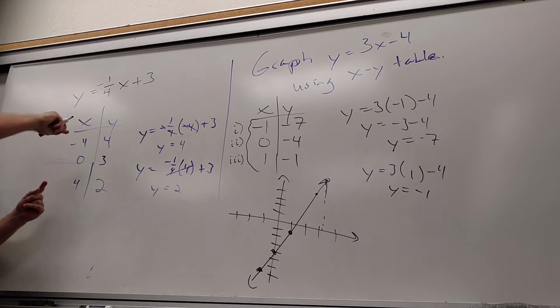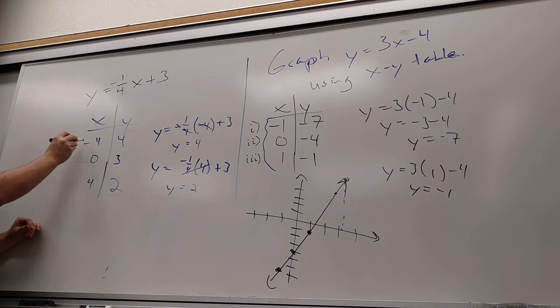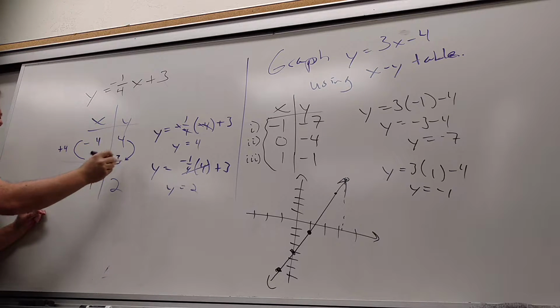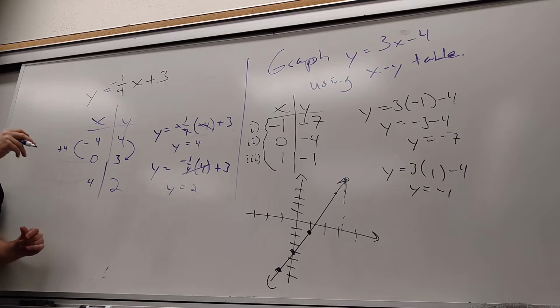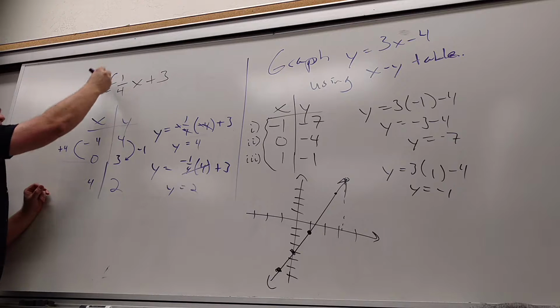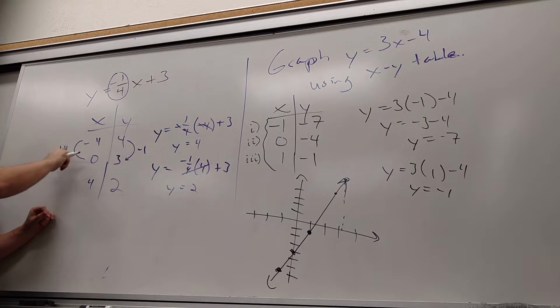Now watch this. How much did x increase by from here to here? 4. It went up by 4. How much did y change from here to here? It went down by 1, right? And what's the slope? What's this number? -1/4.